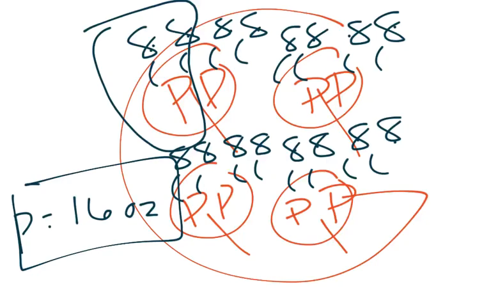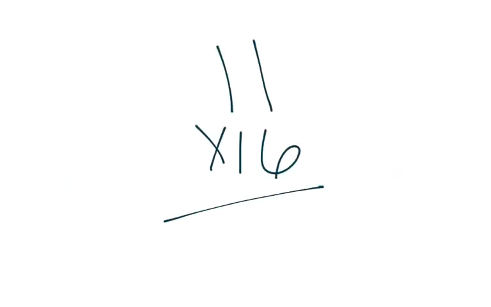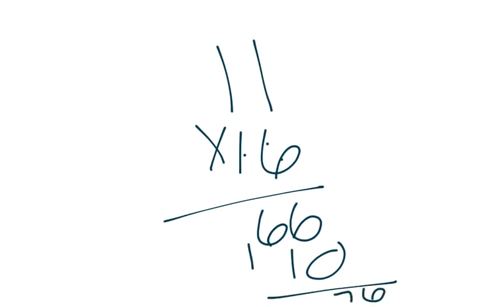So 11 pints is how many ounces? So I'm going to do 11 times 16. 6 times 1 is 6. 6 times 1 is 6. Put a 0. 1 times 1 is 1. 1 times 1 is 1. And when I add, I'm going to get 6, 7, 1. 176.